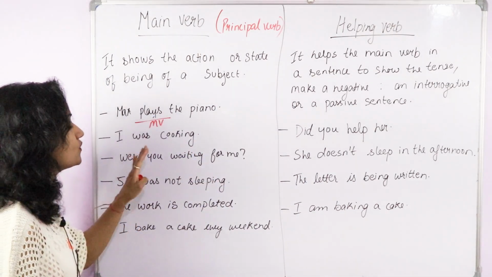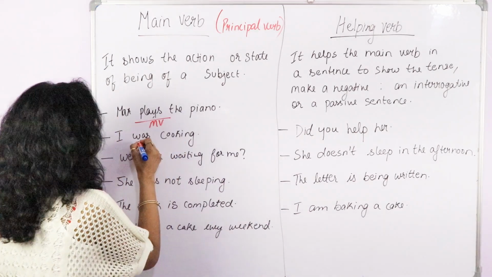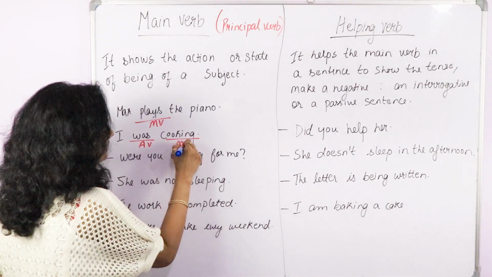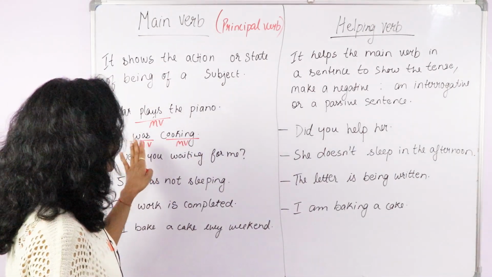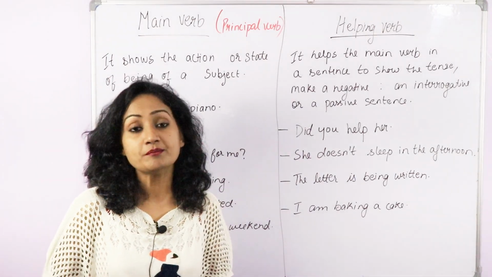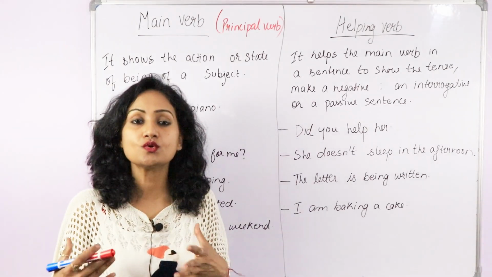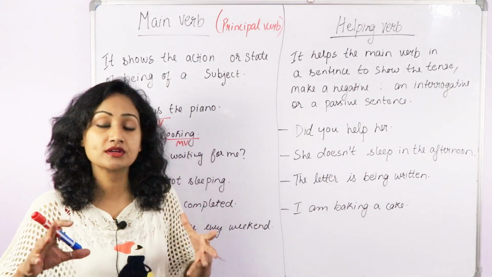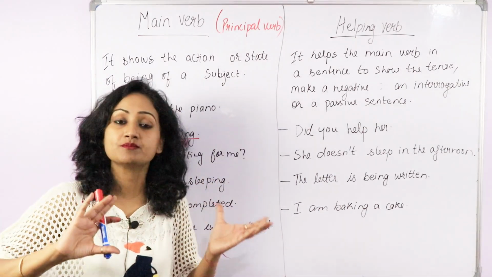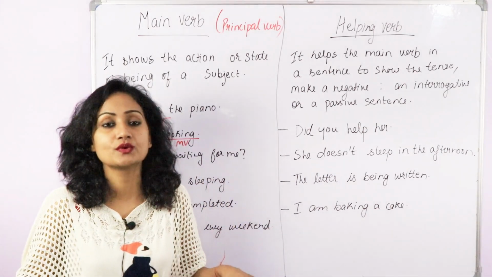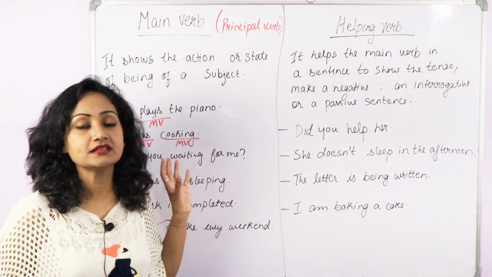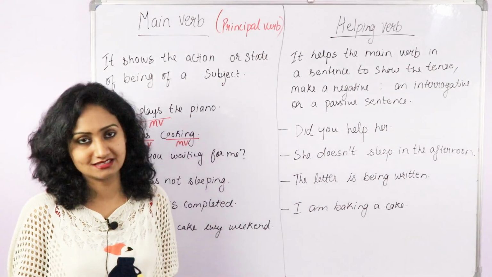Now next is "I was cooking." Here was is an auxiliary verb and cooking is the main verb. Here was is helping the main verb cooking to show a tense, that the action of cooking was going on in the past. At some point of time in the past, this action was going on. So this auxiliary verb is helping the main verb to show a tense.